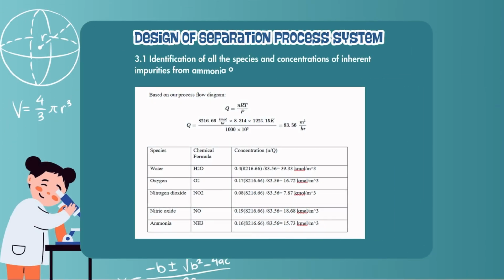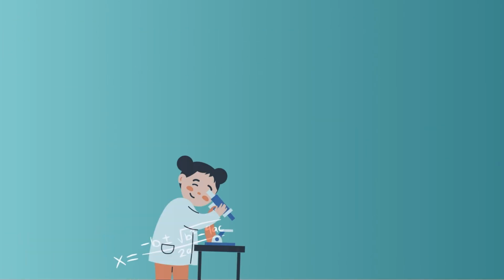Firstly, before developing the adsorption column, we have to determine the concentration of each impurity in the ammonia oxidation process. We first calculated the total gas flow rate entering the adsorbent, and we got 83.56 m3 per hour. Then, we determined the individual flow rate of all the 5 species involved. Finally, we found the concentration of each species by dividing its flow rate by the overall flow rate. These values help in designing the adsorption column to effectively remove the impurities and achieve 99.9% pure nitric oxide.